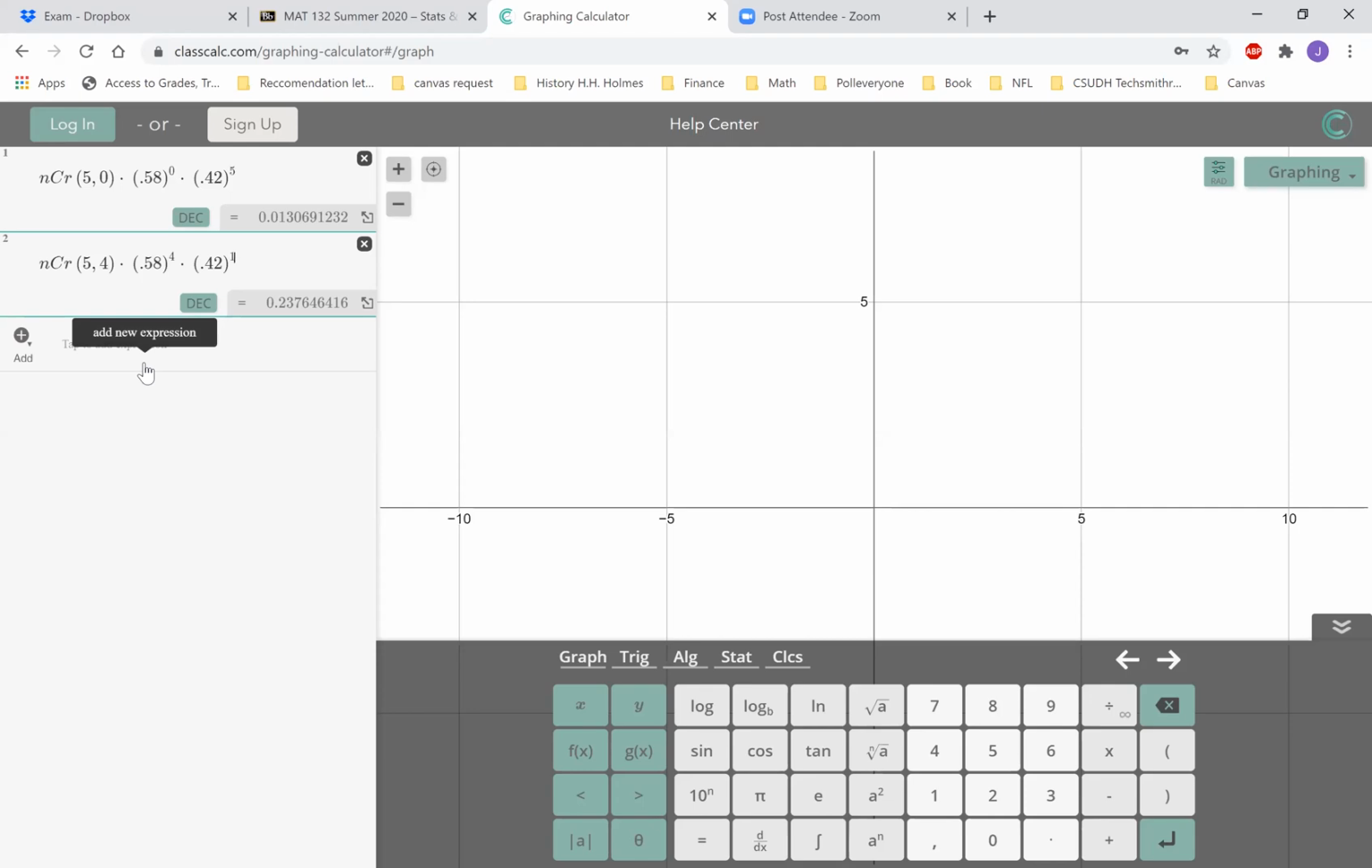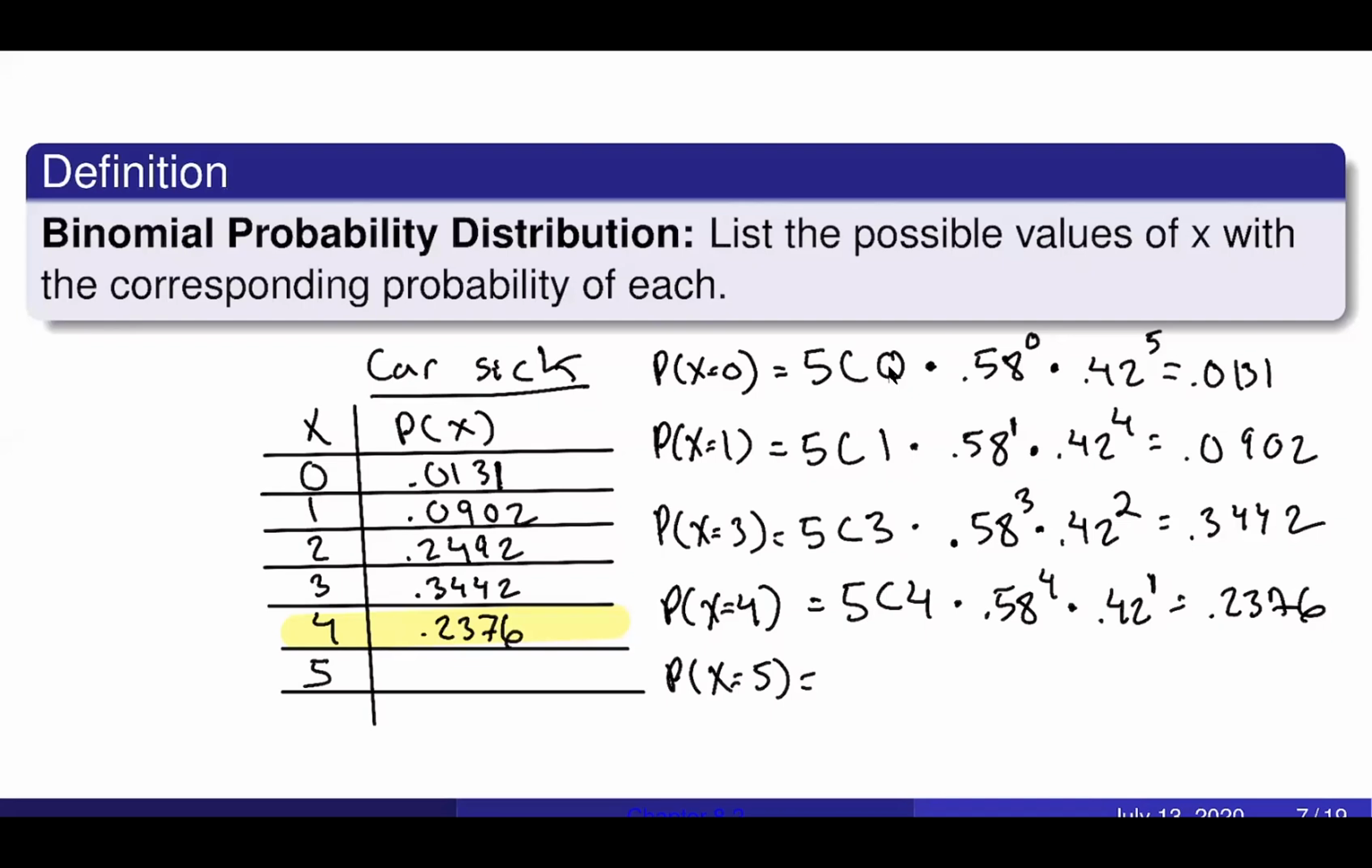All right, so let's do the last one. The last one is when we have the probability that x is equal to 5. That means we want all 5 of the 5 kids to get car sick. So if all 5 of the kids get car sick, that means none of them don't get car sick. So we're going to say 5C5 multiplied by 0.58 to the 5th power multiplied by 0.42, and none of them don't get car sick.